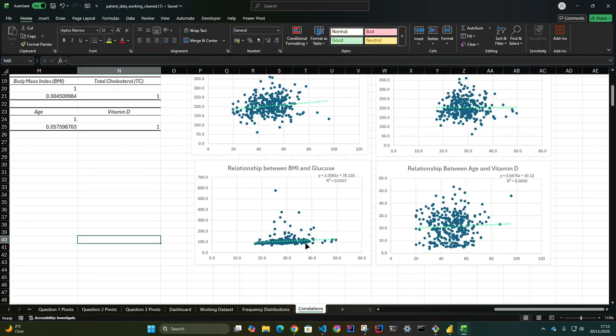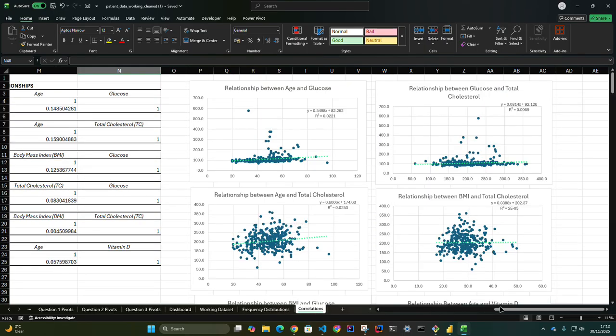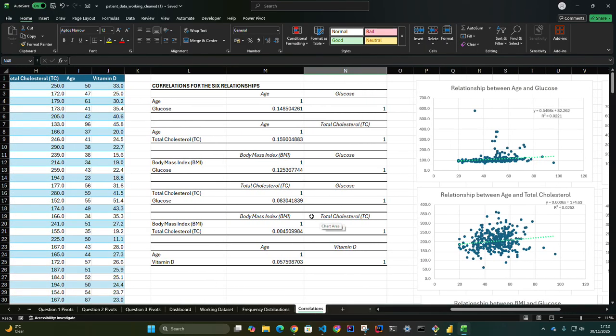So next I'm going to show you my correlations. I have 6 correlations and relationships that I think are important. The first one is age and glucose. This is a very weak positive correlation, 0.1485, and the R squared value is 0.0221, meaning age explains only about 2% of the glucose variation. So glucose slightly increases with age, but it's very weak.